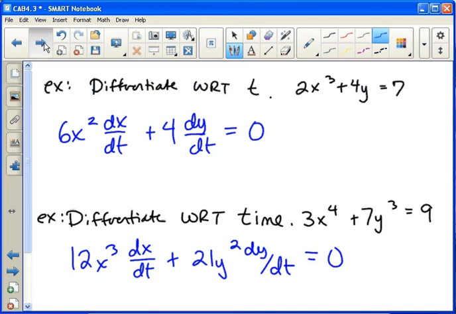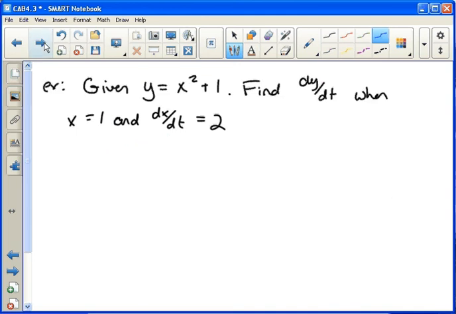Now I mentioned there'd be some where you have to plug in numbers, so let's look at one of those. Given y equals x squared plus 1, find dy/dt when x equals 1 and dx/dt equals 2. Before I actually finish this problem, I want to go ahead and tell you the d terms, the dx/dt and the dy/dt, represent rates of change. So dy/dt represents the rate at which y is changing. dx/dt represents the rate at which x is changing.